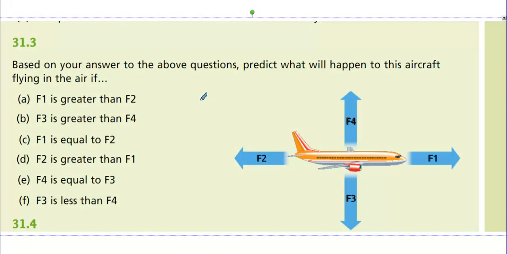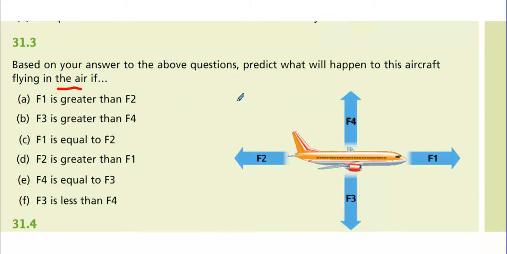Now, based on your answer to the above questions, predict what will happen if this aircraft is flying in air. Well, if you're flying in air, the airplane is, in most cases, bar the odd Harrier jet, fighter jet, which can go vertically upwards, usually traveling right. Okay? So F1 is greater than F2.